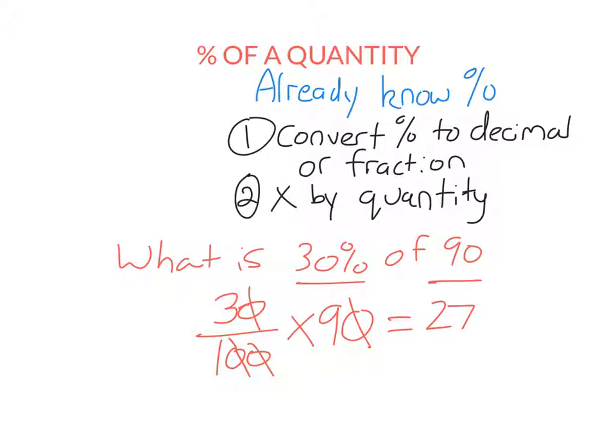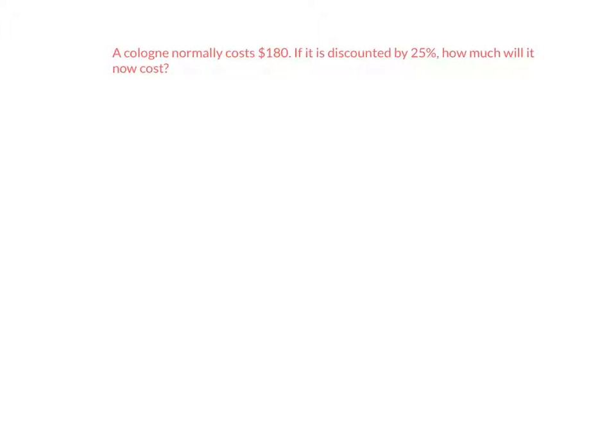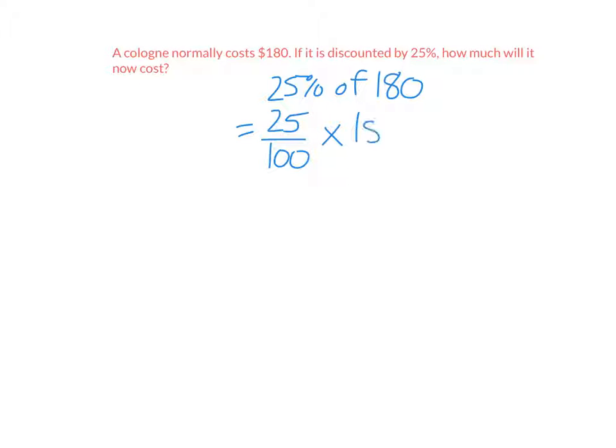Let's look at how we can use this for percentage increase and decrease. All right, so let's look at this question here. A cologne normally costs $180, discounted by 25%, and we want to know how much it will cost. What we can do is find 25% of 180 and then subtract that from 180. So the amount that it goes down by, the amount of the discount, is 25% of 180, so 25 over 100, I've just converted it to a fraction, times 180.